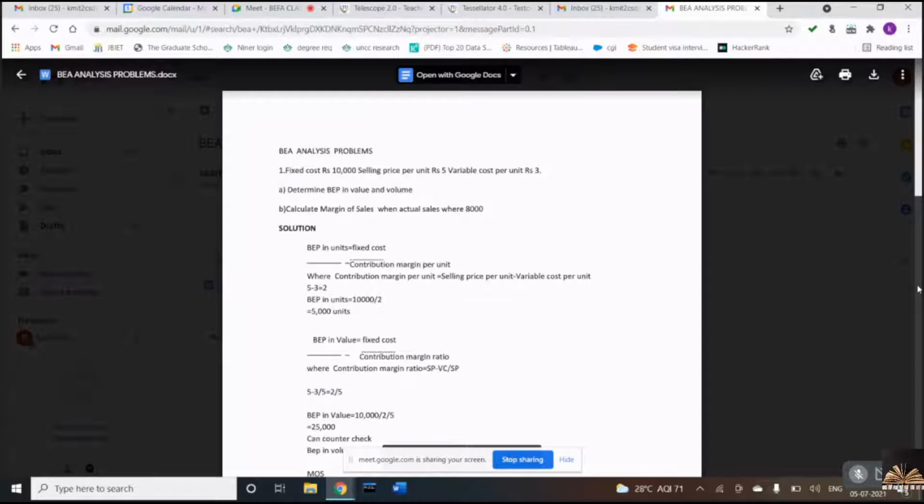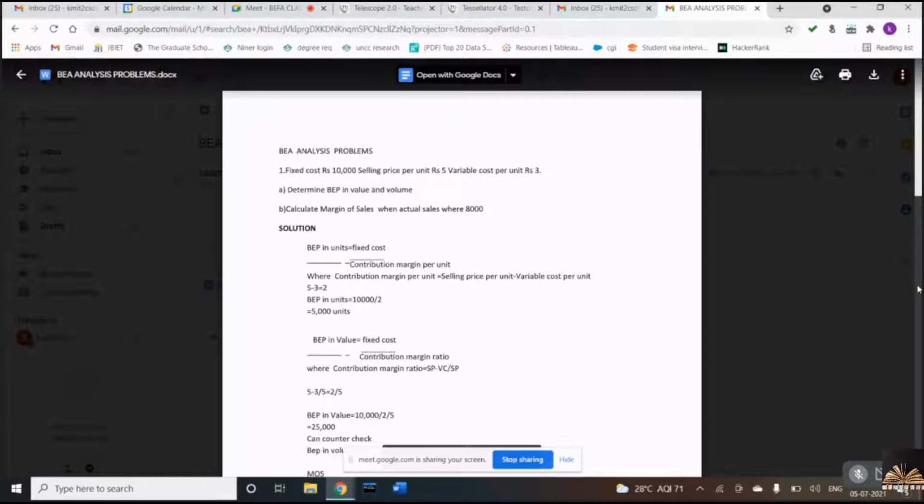There is a difference between contribution margin and contribution margin ratio. Contribution margin is used for volume. Contribution margin ratio is used for value. And how do you get contribution margin ratio? Selling price per unit minus variable cost per unit divided by selling price. So that is 5 minus 3 divided by 5, you get 2 by 5. So break-even point in value is equal to fixed cost 10,000 divided by 2 by 5. So you get it as 25,000.